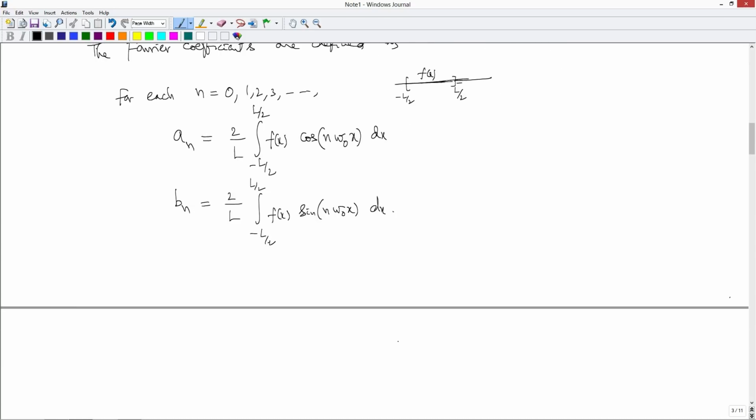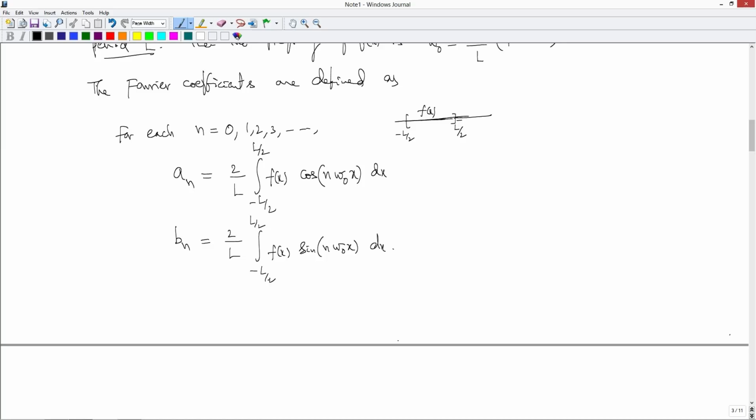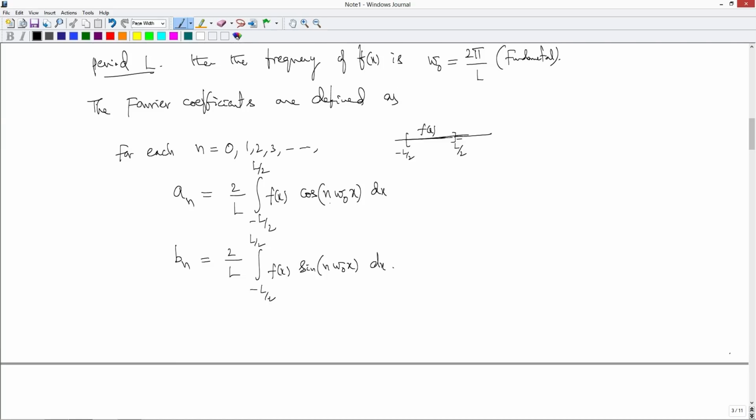So, what are these? These are kind of frequencies. Here n times omega naught is the fundamental frequency for n equal to 1, and for n equal to 2 you have the second frequency, and so on. For n equal to 0, it is just a constant. So, this is our fundamental frequency, and for n equal to 2 onwards there are other frequencies. These are the Fourier coefficients, when they exist.